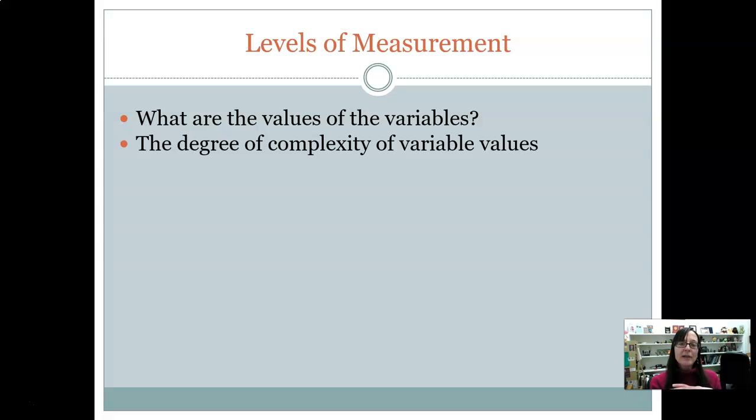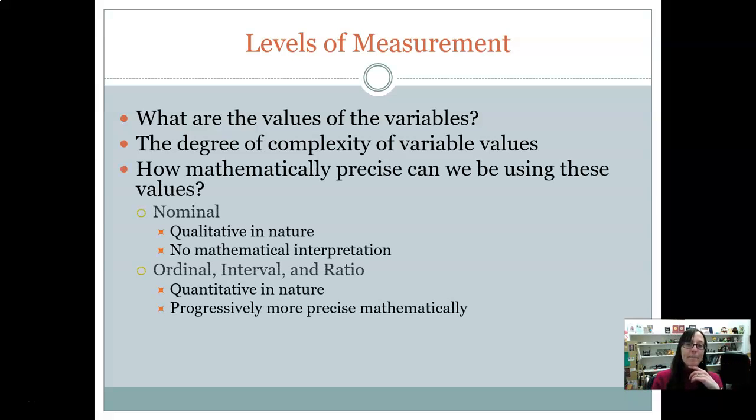So the level of measurement then is about, well, how complex are the values of those variables? So how mathematically precise can we be using those values? So when we look at nominal levels of measurement, these are the only ones that are purely qualitative in nature, where there is no mathematical interpretation. They basically just categorize. Whereas ordinal, interval, and ratio measures are quantitative in nature, where the numbers actually mean something, and you get progressively more precise mathematically in terms of what you can do with them as you move from ordinal to interval to ratio.